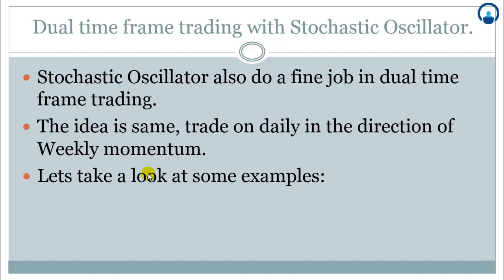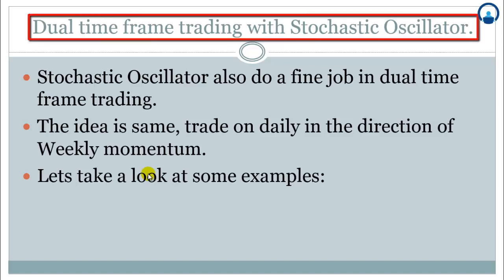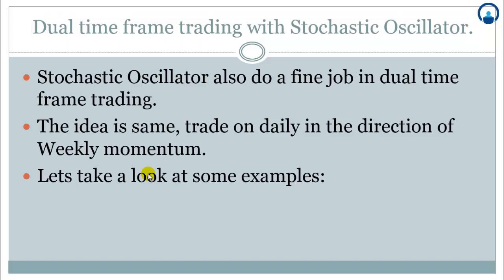Next in our series of trading with dual time frame strategies is using the stochastic oscillator. On multiple time frames, the stochastic oscillator does a fine job in dual time frame trading. The idea is the same: trading on daily in the direction of weekly momentum. Let's take a look at some examples.